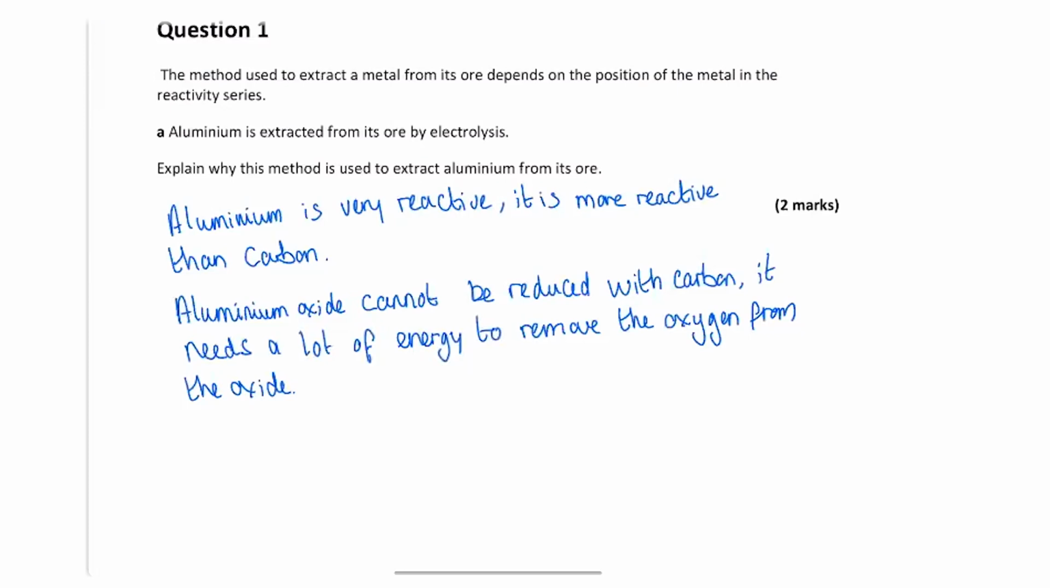So you can see I've clearly linked the reactivity of aluminium back to the question of why we specifically needed to use electrolysis. Okay, 2 marks there. Give yourself a couple of ticks, see how you've got on, and then we can move on to the next question.